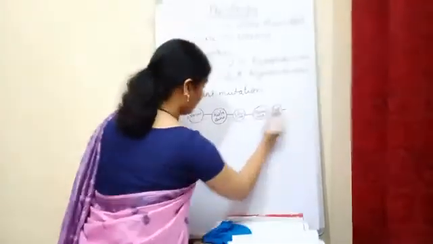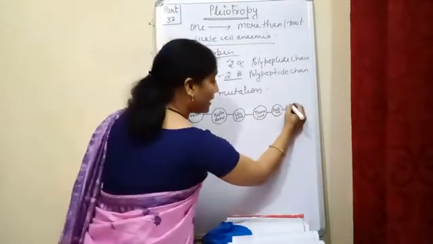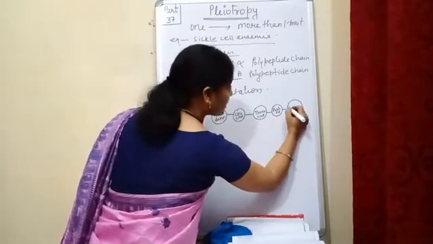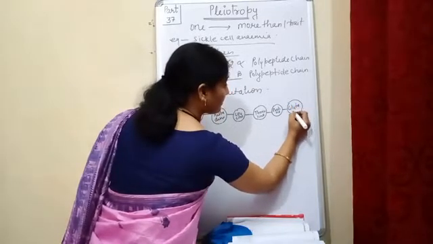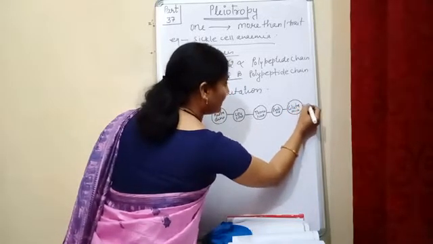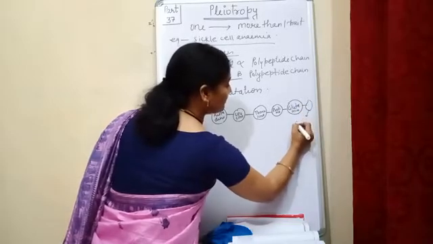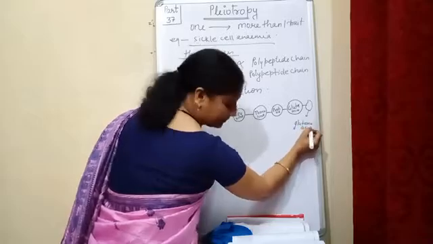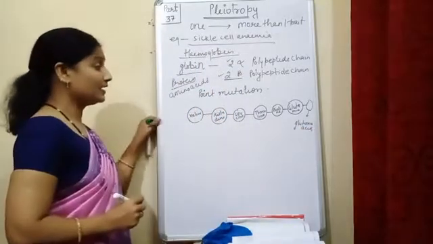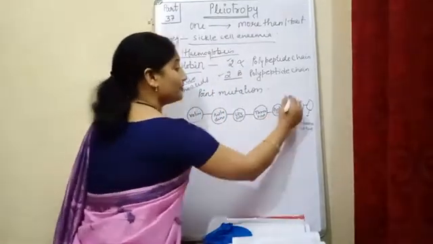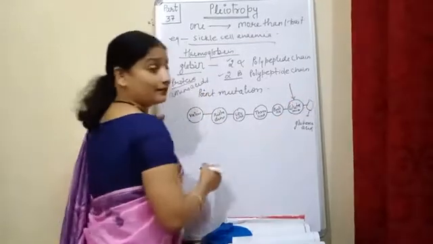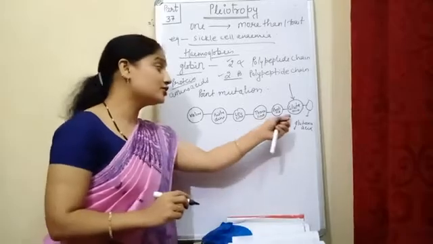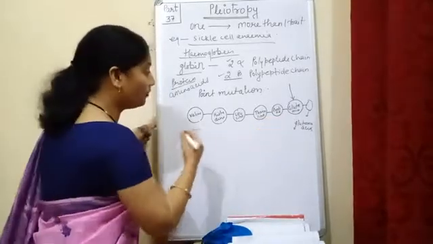Okay. And then 1, 2, 3, 4, 5. At the fifth place, there is glutamine. Okay, and then one more, suppose if this is glutamic acid. Now see what happens. 1, 2, 3, 4, 5. At the sixth place, there is a point change. And instead of the glutamine, the problem occurs.